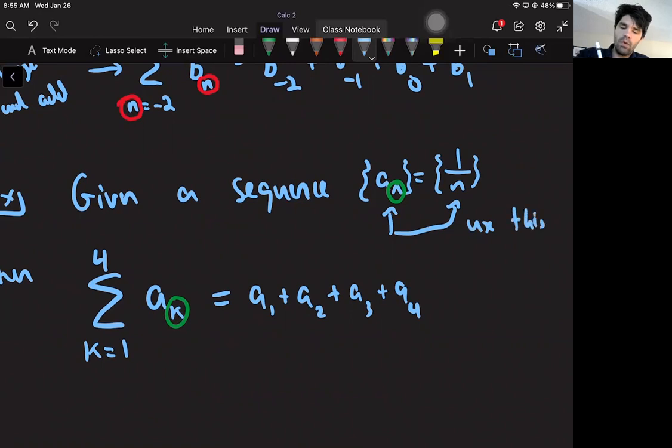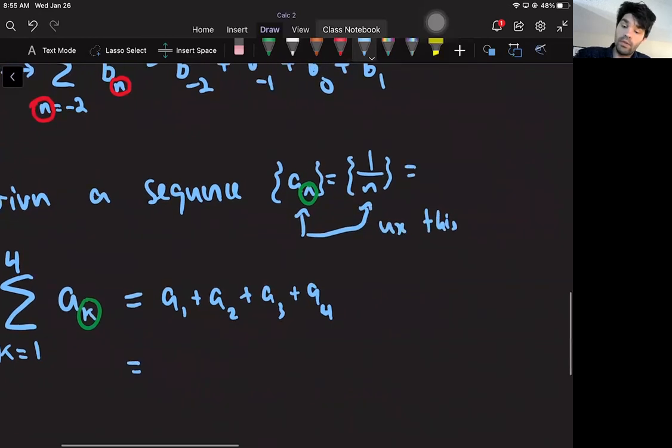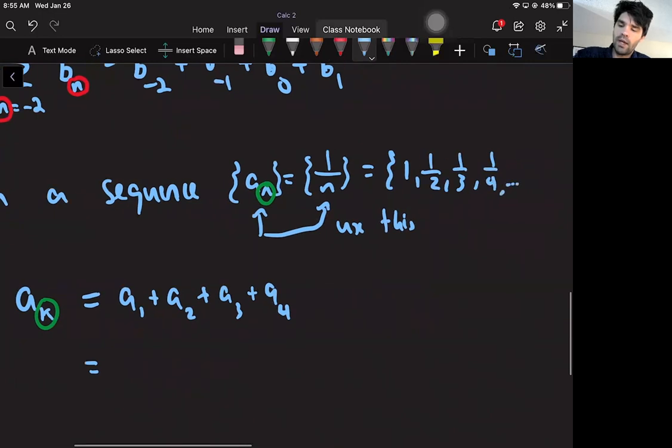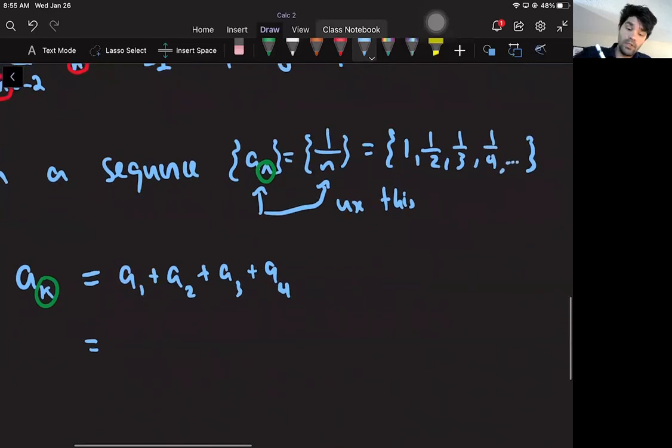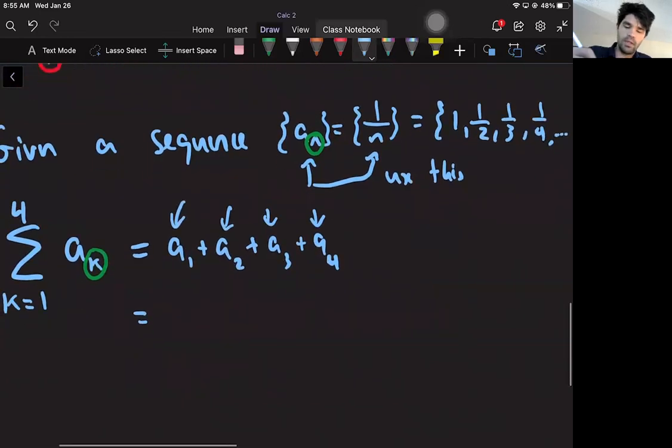So what's A1 actually? Well, if I wrote out the list, A1 would be 1, A2 would be 1 over 2, A3 would be 1 over 3, and A4 would be 1 over 4 in the sequence, and so on like that. And so those are just these things here. Of course, I don't have to write out the list. I could just jump to this step and say, I know that this is a 1, I know that this is a 1 over 2, 1 over 3, 1 over 4.